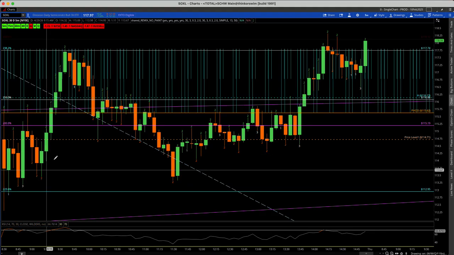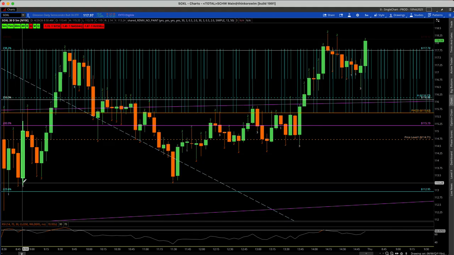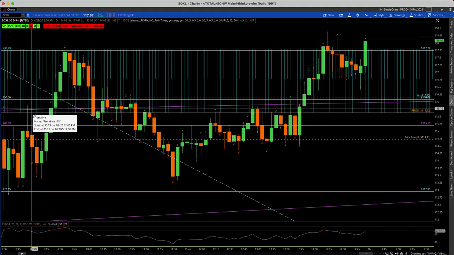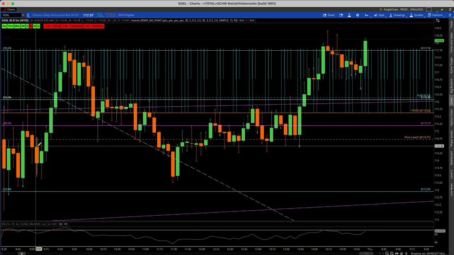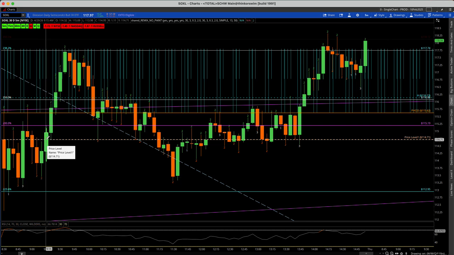So here we got that this morning, right? We got the higher low, higher high, and then we're back down with the second higher low. So we're starting an uptrend already. We're just slightly below the opening print, right?